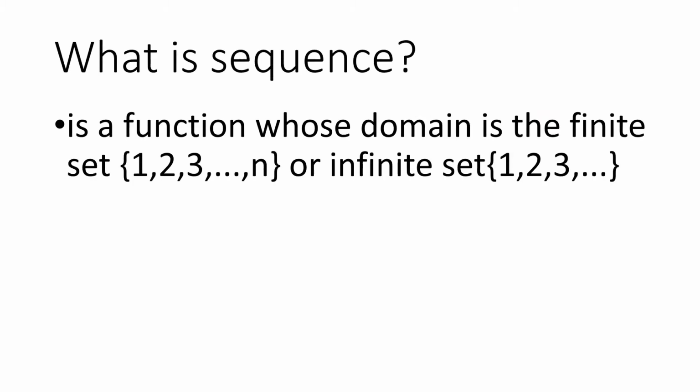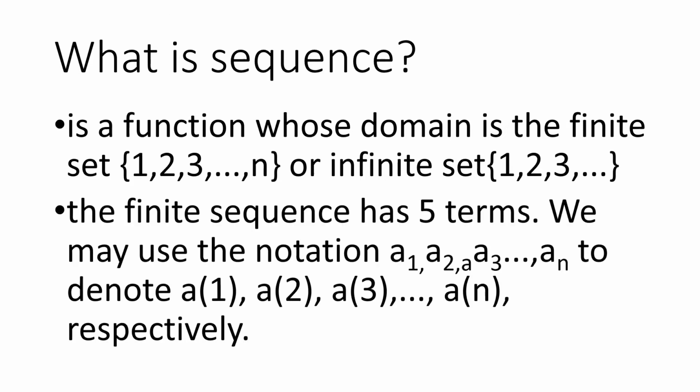Okay, next. What is sequence? When we say sequence, it is a function whose domain is the finite set 1, 2, 3, dot dot dot, n, or the infinite set 1, 2, 3, dot dot dot, and so on and so forth. So when we say finite set, it has its ending. And when we say infinite set, it is a continuous set of numbers. Okay. The finite sequence has 5 terms. We may use the notation a sub 1, a sub 2, a sub 3, dot dot dot, a sub n to denote the first, second, third, and nth terms respectively.